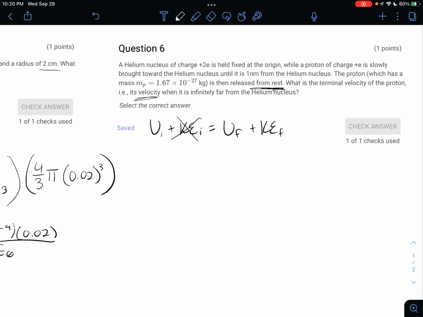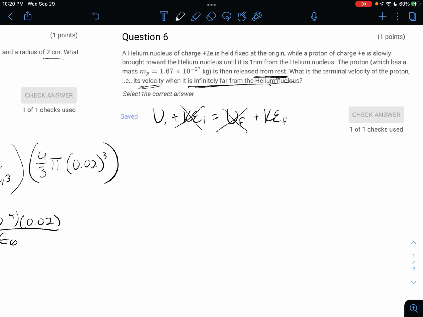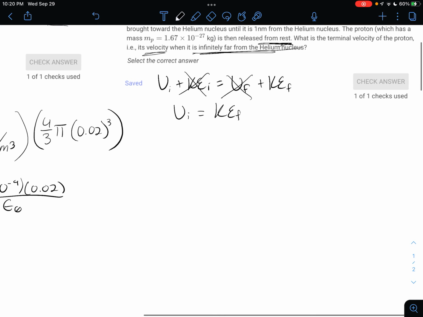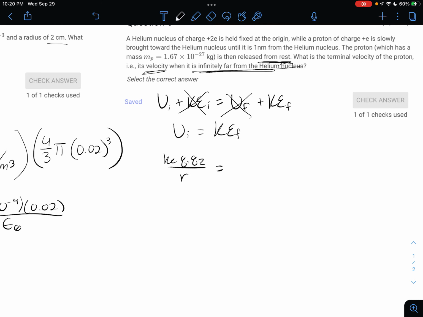And then it says when it's infinitely far away from the helium nucleus, if it's infinitely far away, that means the electric potential energy is going to be 0. If it's infinitely far away, it's going to have an infinitely small potential energy. So that leaves us with our initial potential energy is going to equal our final kinetic energy, right? And our initial potential energy, that's going to be Ke Q1 Q2 over R. And of course, then we get our kinetic energy, just 1/2 mv squared.